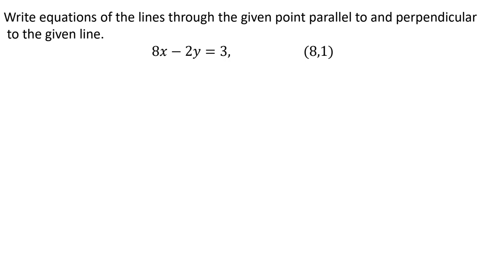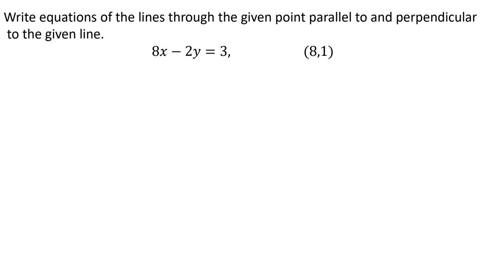Write equations of the lines through the given point that are parallel and perpendicular to this line. The first thing we need to know is the slope of the line we want to be parallel and perpendicular to. For two lines to be parallel, they have to have the same slope but different y-intercepts. For two lines to be perpendicular, I like to say they have an opposite slope, and I'll go over that right now. So let's go ahead and start.